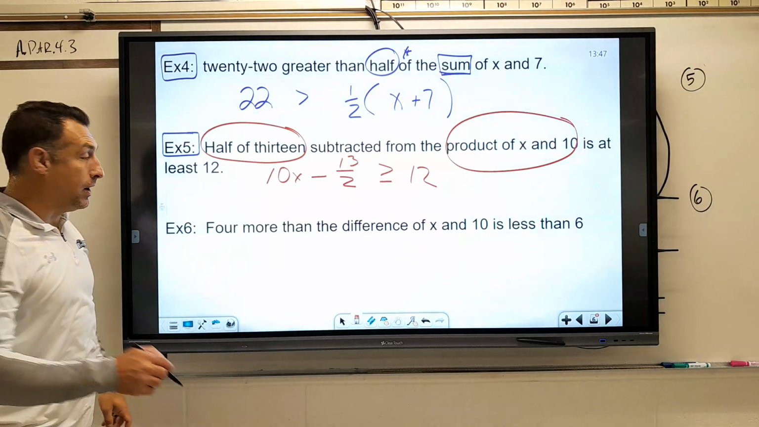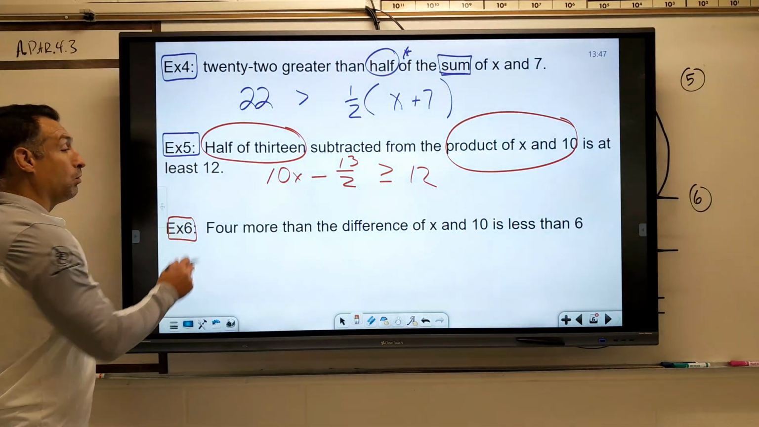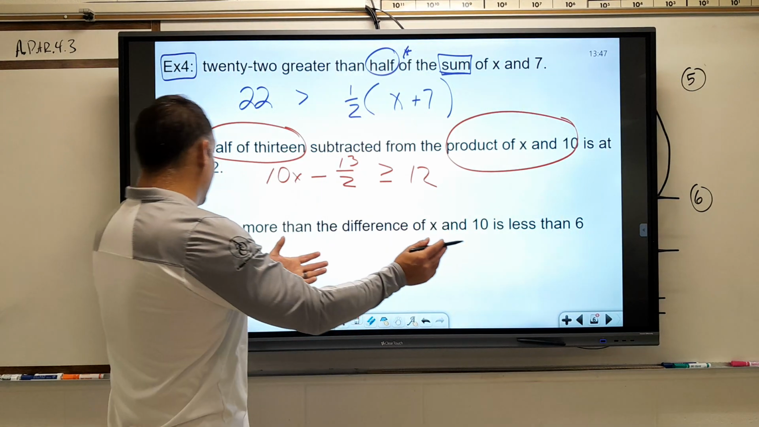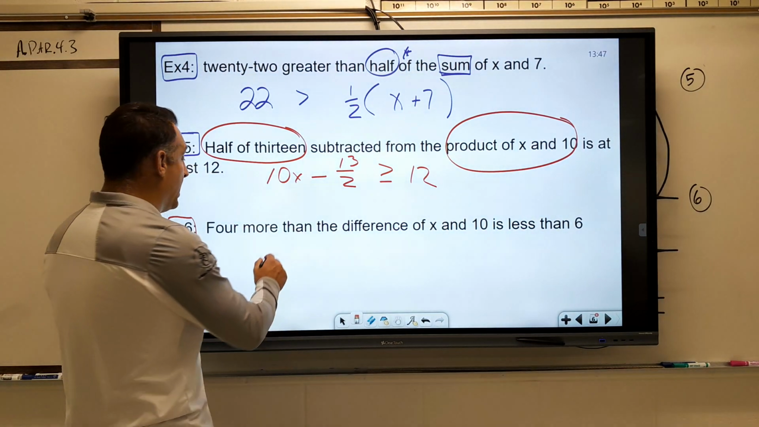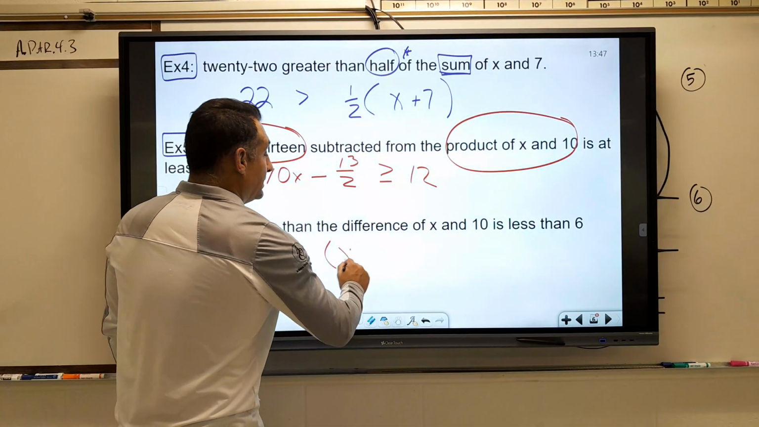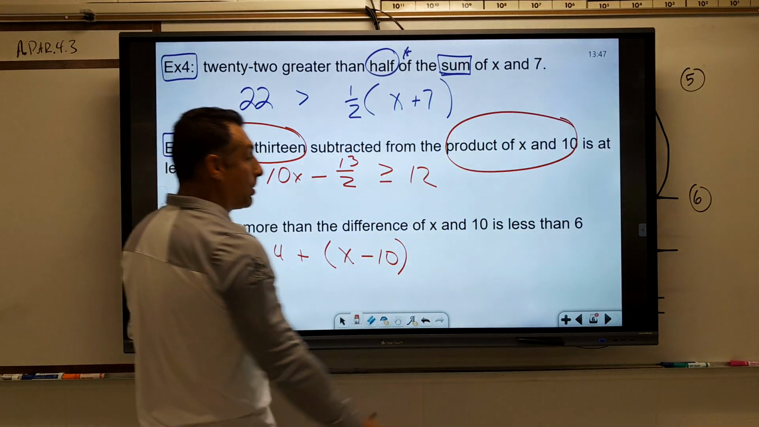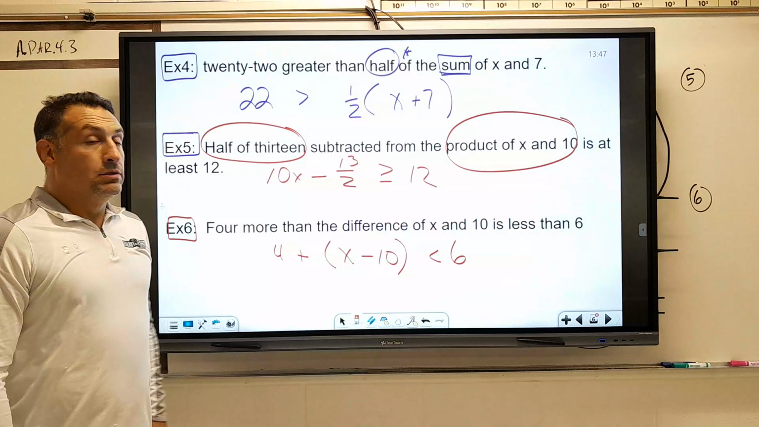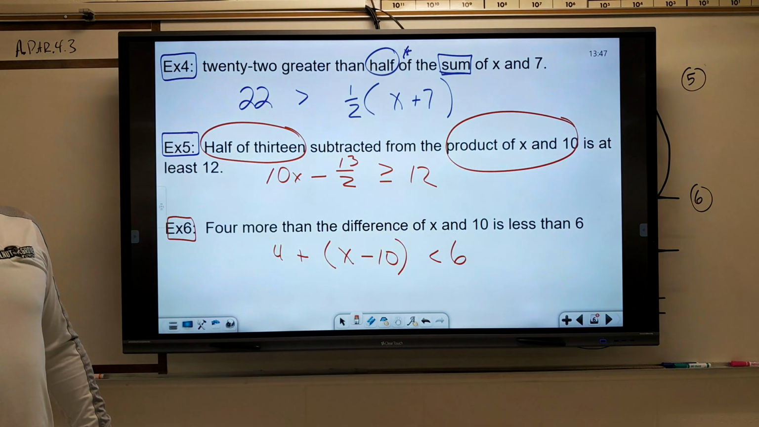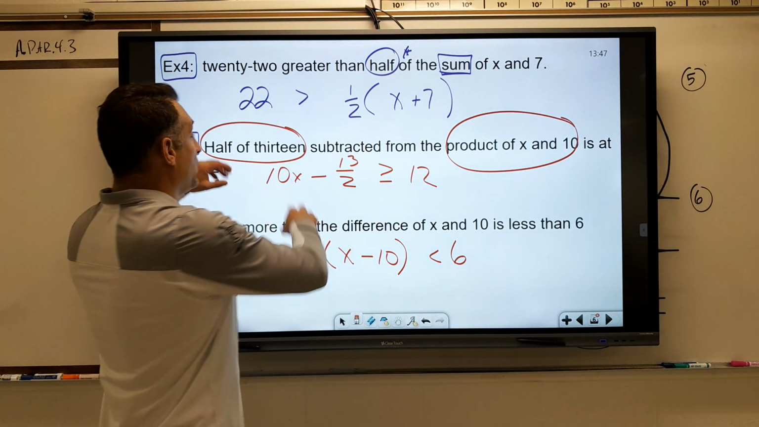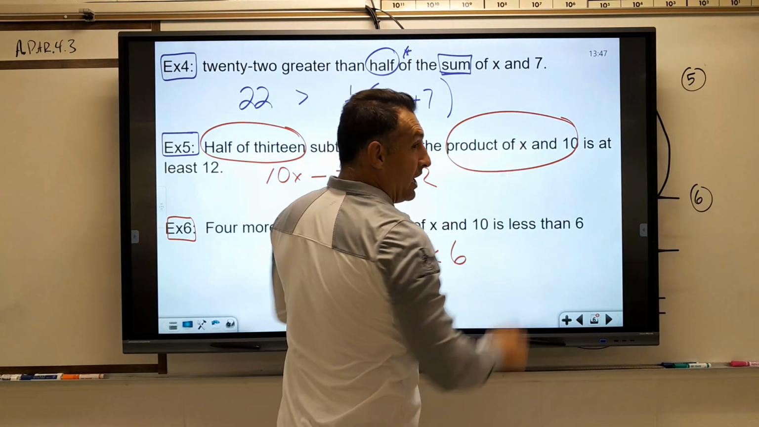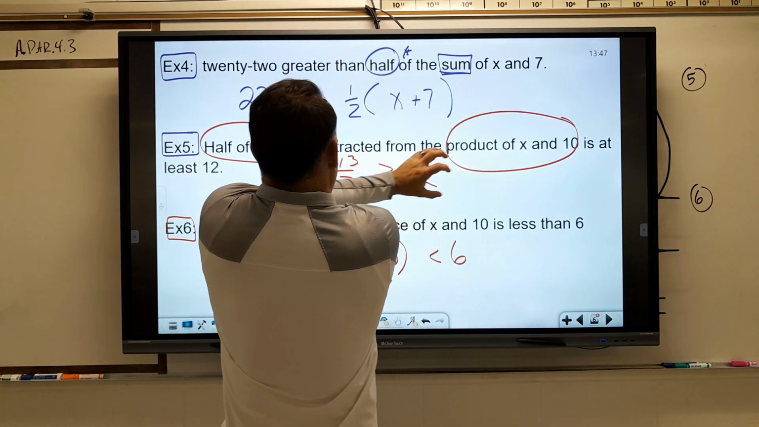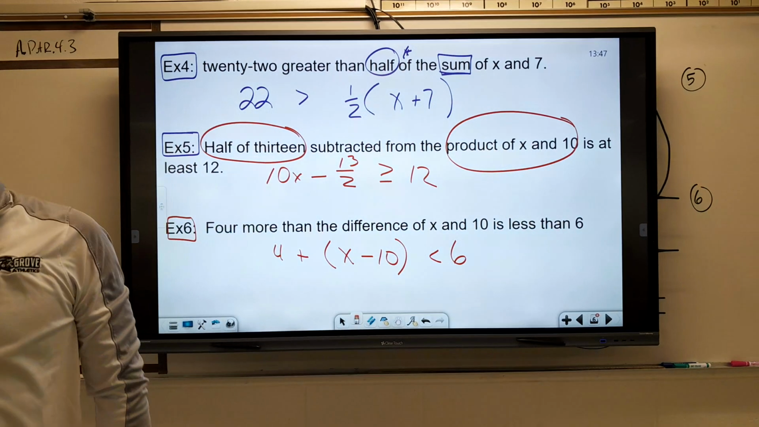Which is completely different than example 6, which is written exactly like it's said. Here's how it's said. 4 more than the difference of x and 10. It's 4 plus x minus 10. It's exactly in that order, and it's less than 6. You're going to see this a fair bit in the examples, where if you say a thing is subtracted from the other thing, that means you start with this and you take that away. So the order gets flipped when you actually write the math statement.